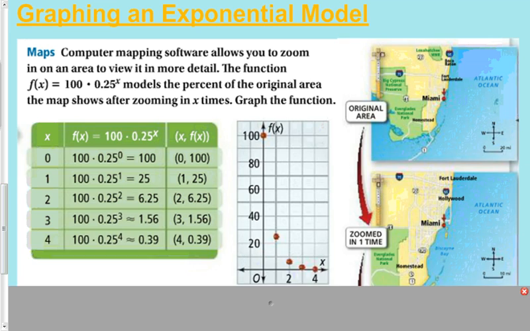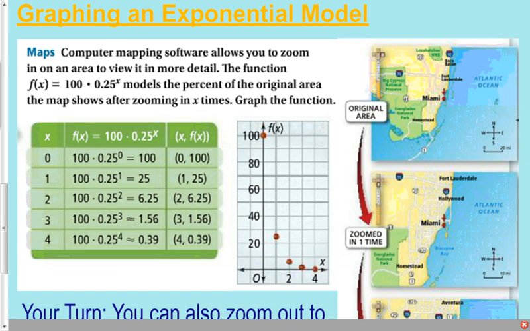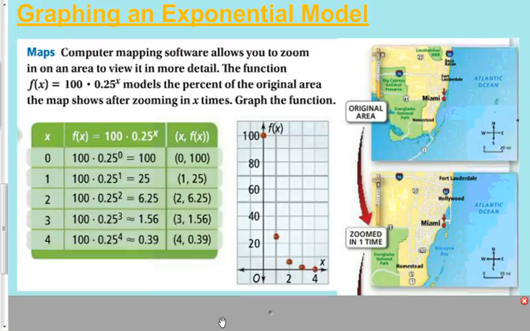All right, final problem here to look at. Real world problem. And it says computer mapping software allows you to zoom into an area to view in more detail. So I'm sure you've done that before with like Google Earth or just Google Maps. The function f of x equals 100 times 0.25 raised to the x power models the percent of the original area the map shows after zooming in x times.